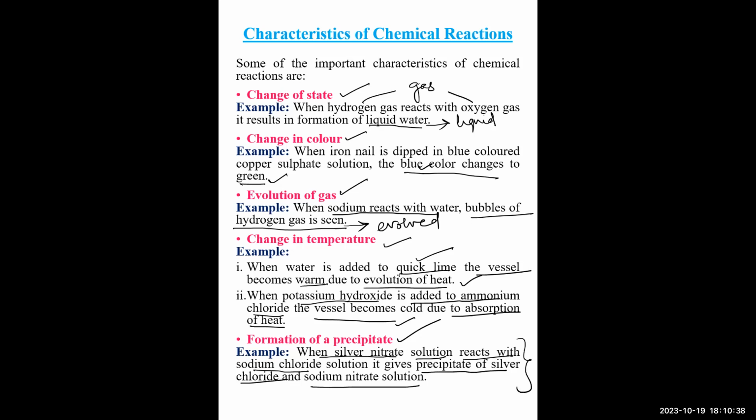So this was about the different characteristics of chemical reactions. What are the different characteristics of a chemical reaction? The first one is change of state. The second one is change in color. The third one is evolution of gases. The fourth one is change in temperature. And the fifth one is formation of precipitate.